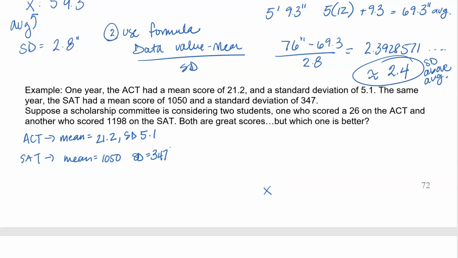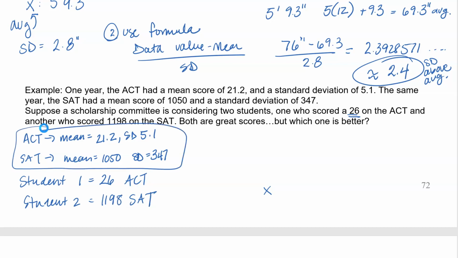347. Okay, and a scholarship committee is considering two students, one who scored 26, so we'll call this student 1, is 26 on the ACT, and then student 2 who scored 1198 on the SAT. Okay, it's hard to compare these because they're different tests, but what we can do is use this information of mean and standard deviation to find out exactly how many standard deviations above or below average they are, and then compare them to one another.